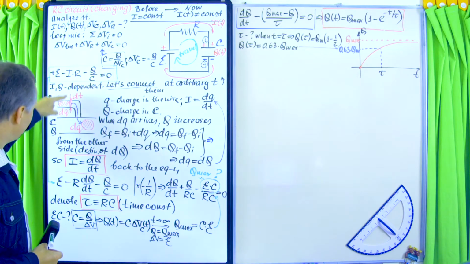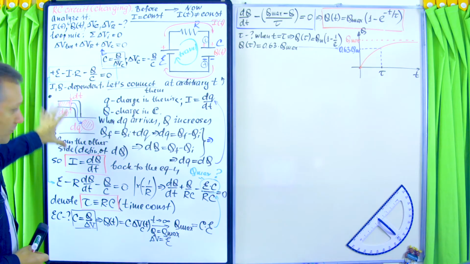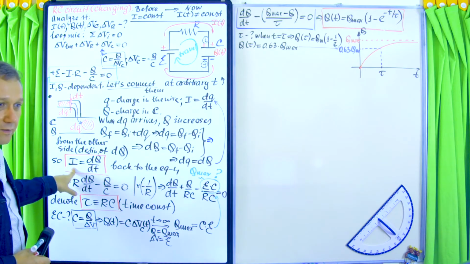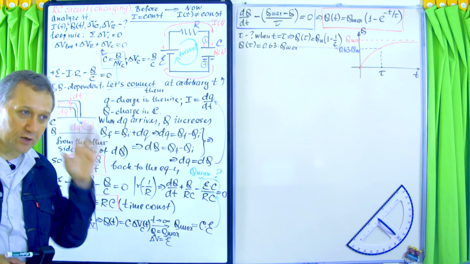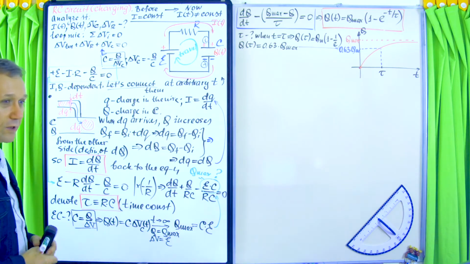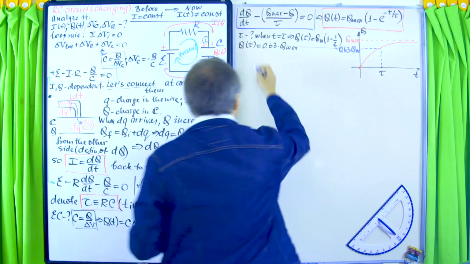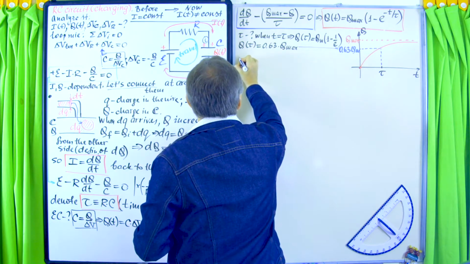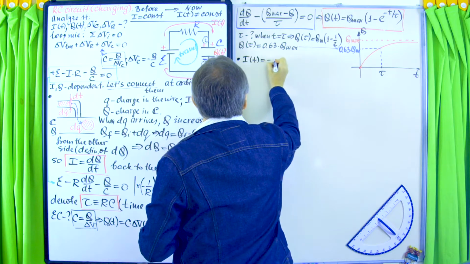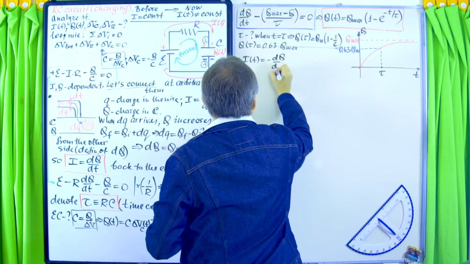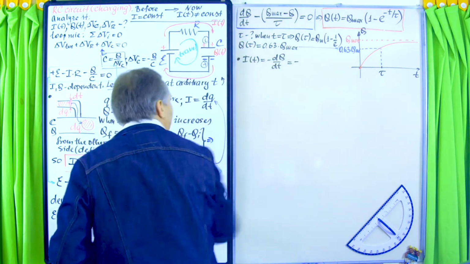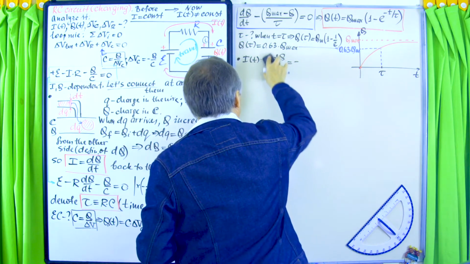We spent like 5 minutes basically finding the relationship between Q and current. And again, for a discharging case, there will be a minus over here. So that's how we can find current. Right, so then, okay, I can put a new bullet. Current as a function of time equals dQ over dt. Okay, so let's differentiate it. I said minus, and it will be for the discharging case.